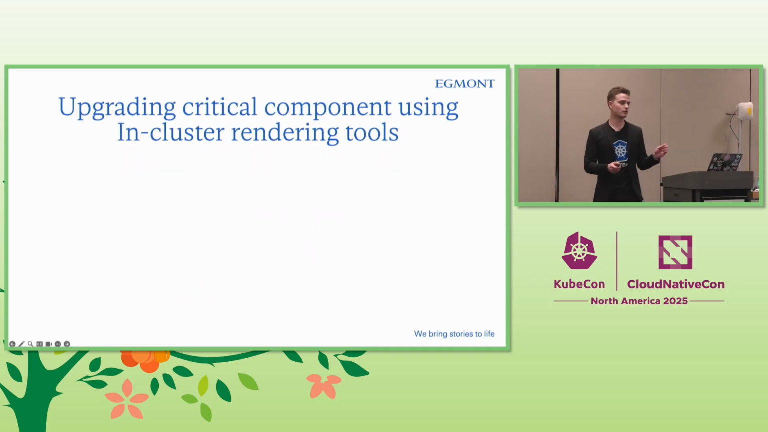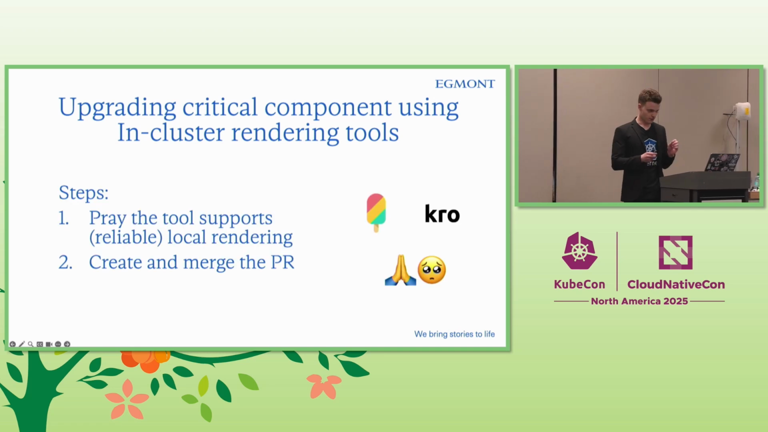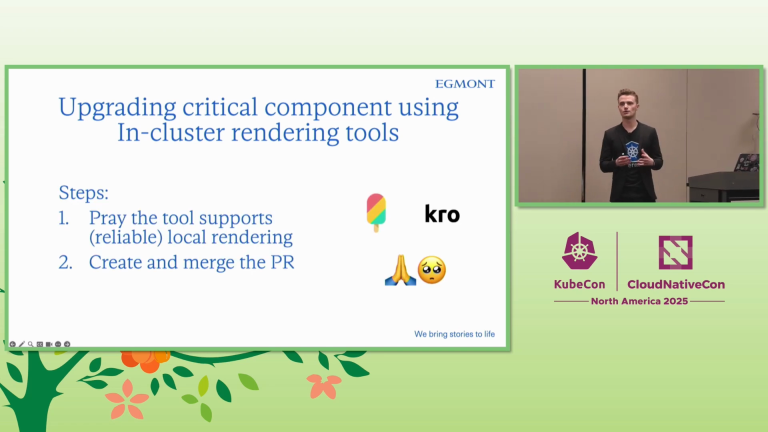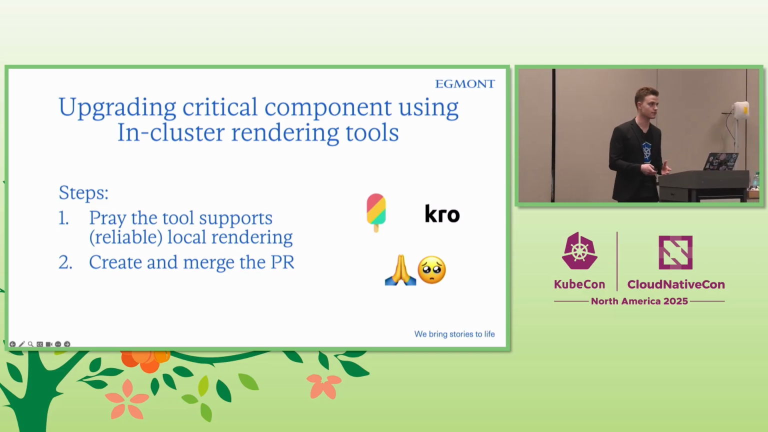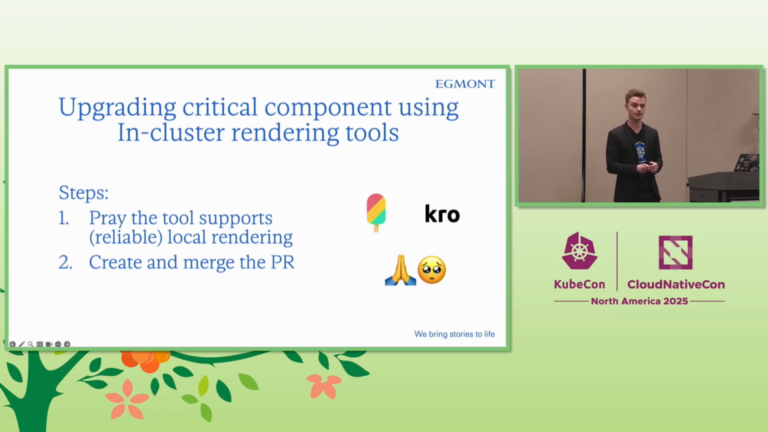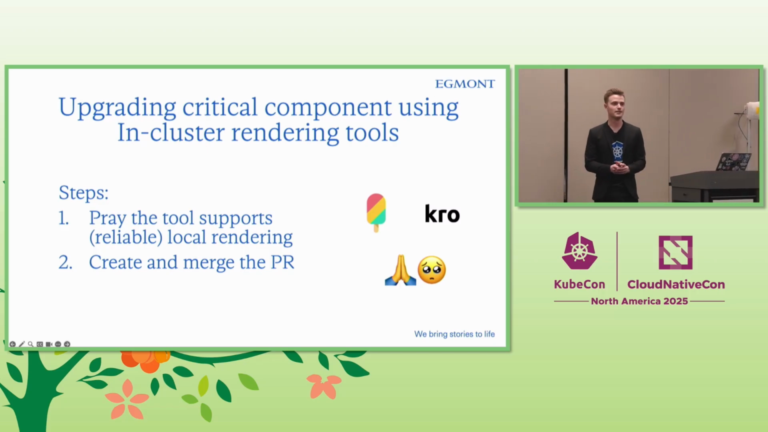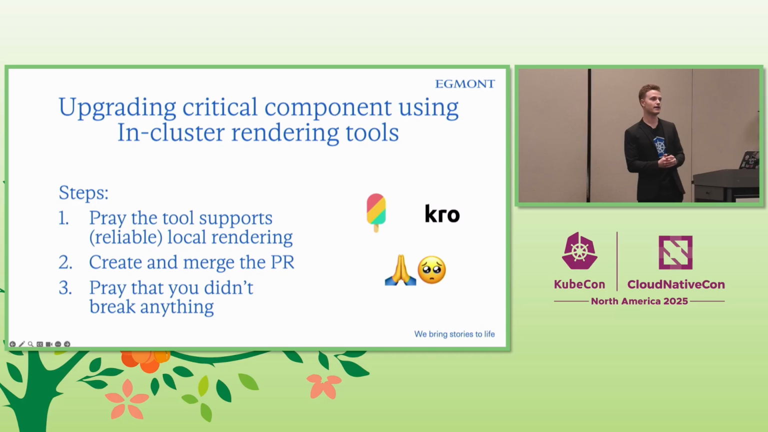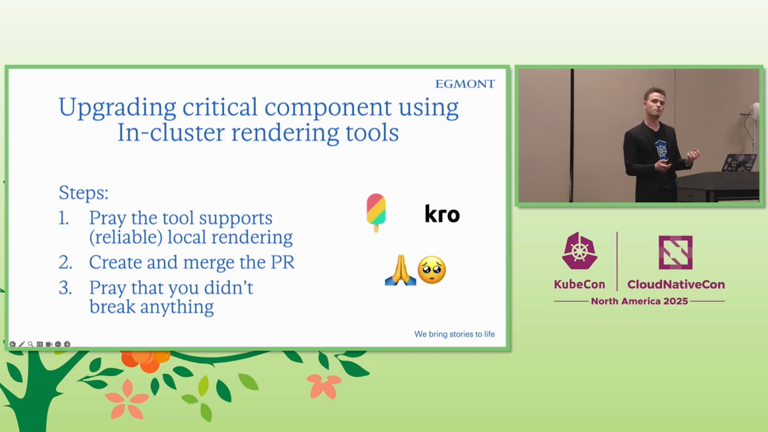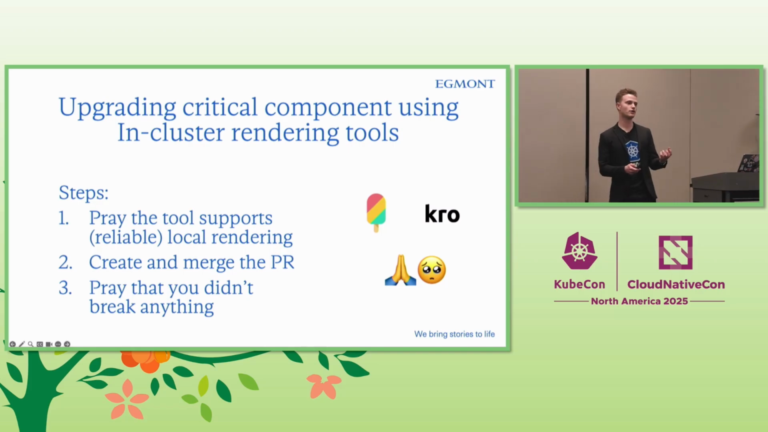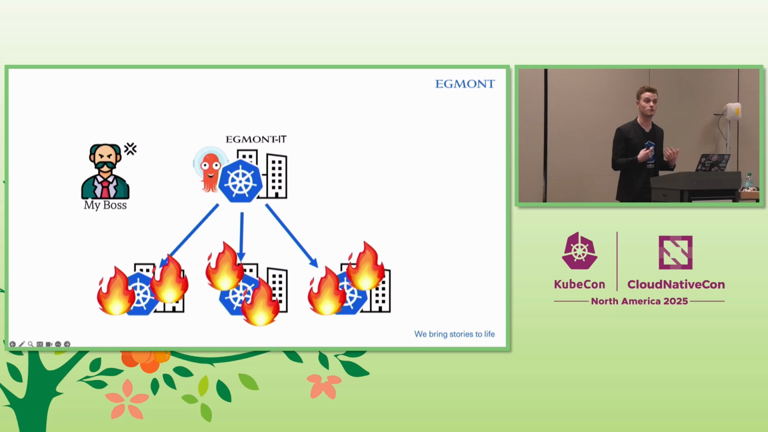So how would this have looked if I was using an in-cluster rendering tool like Kro or Crossplane? The first step is that I pray that it supports some kind of local, reliable rendering thing, which may not be the case, but it depends on how good you are with the tool. Maybe it's a skill issue. And then you create a pull request for it, and then you merge it. And then you just pray that you didn't break anything. There's not much else I can do in order to verify it. And that means, to me, if I'm updating a highly critical component using these tools, I always worry whether we end up like this. And this is kind of a big deal for me, at least.